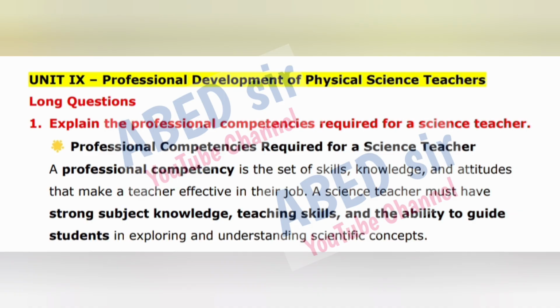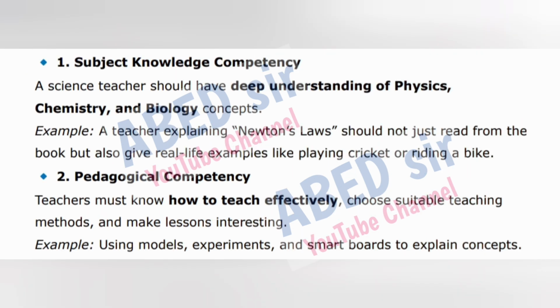A professional competency is the set of skills, knowledge, and attitudes that make a teacher effective in their job. A science teacher must have strong subject knowledge, teaching skills, and the ability to guide students in exploring and understanding scientific concepts. 1. Subject knowledge competency. A science teacher should have deep understanding of physics, chemistry, and biology concepts. Example, a teacher explaining Newton's laws should not just read from the book but also give real-life examples like playing cricket or riding a bike. 2.